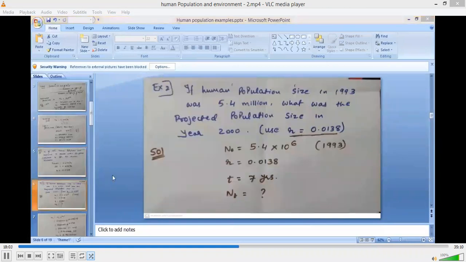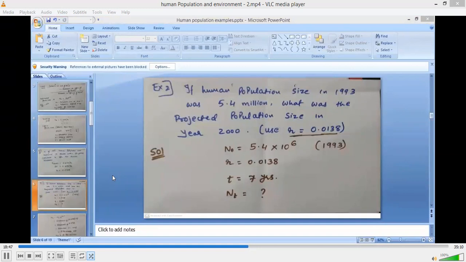Next one is slightly different. If the human population in 1993 was 5.4 million, you see that this is the first value of the population given to us, so I will put N naught. What was the projected population size in the year 2000? R is equal to 0.0138, that is given to us. The time period will be 2000 minus 1993, so T is also given to me.